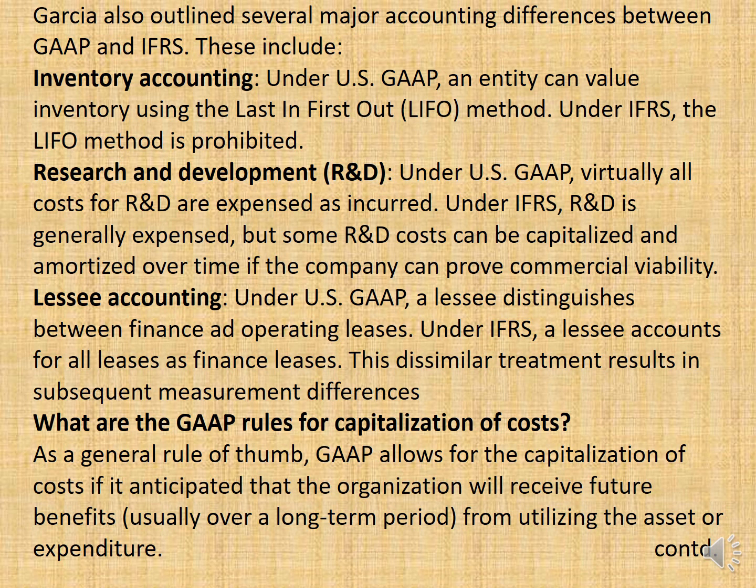Under U.S. GAAP, a lessee distinguishes between finance and operating leases. Under IFRS, a lessee accounts for all leases as finance leases. This dissimilar treatment results in subsequent measurement differences.